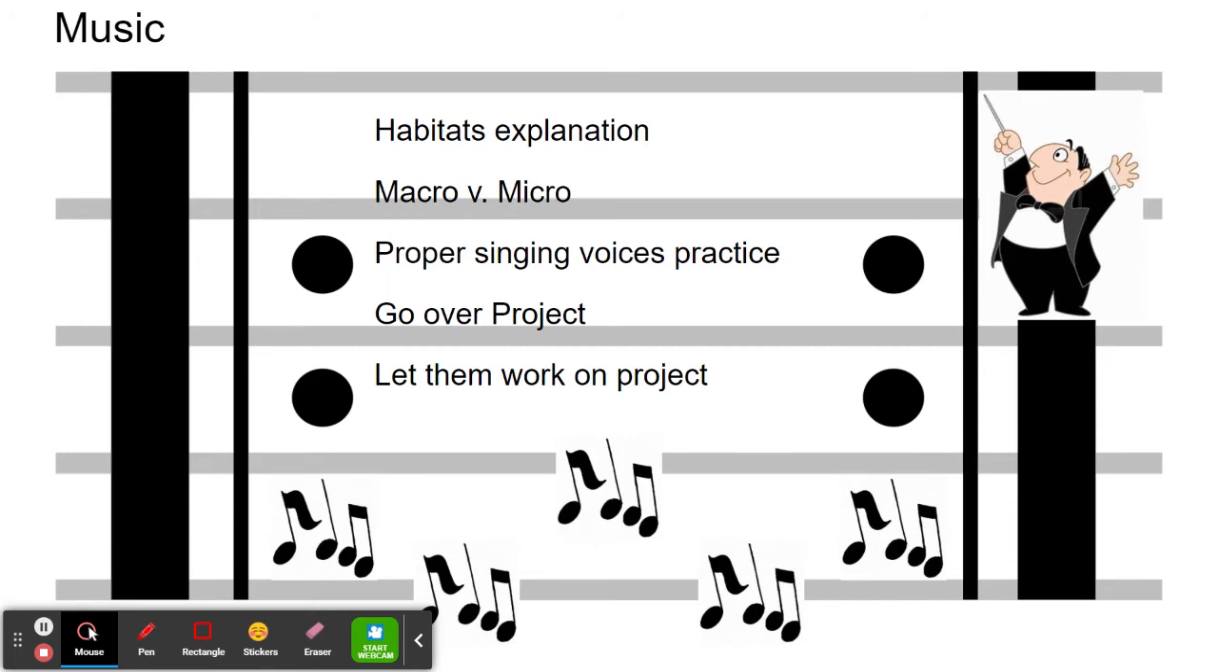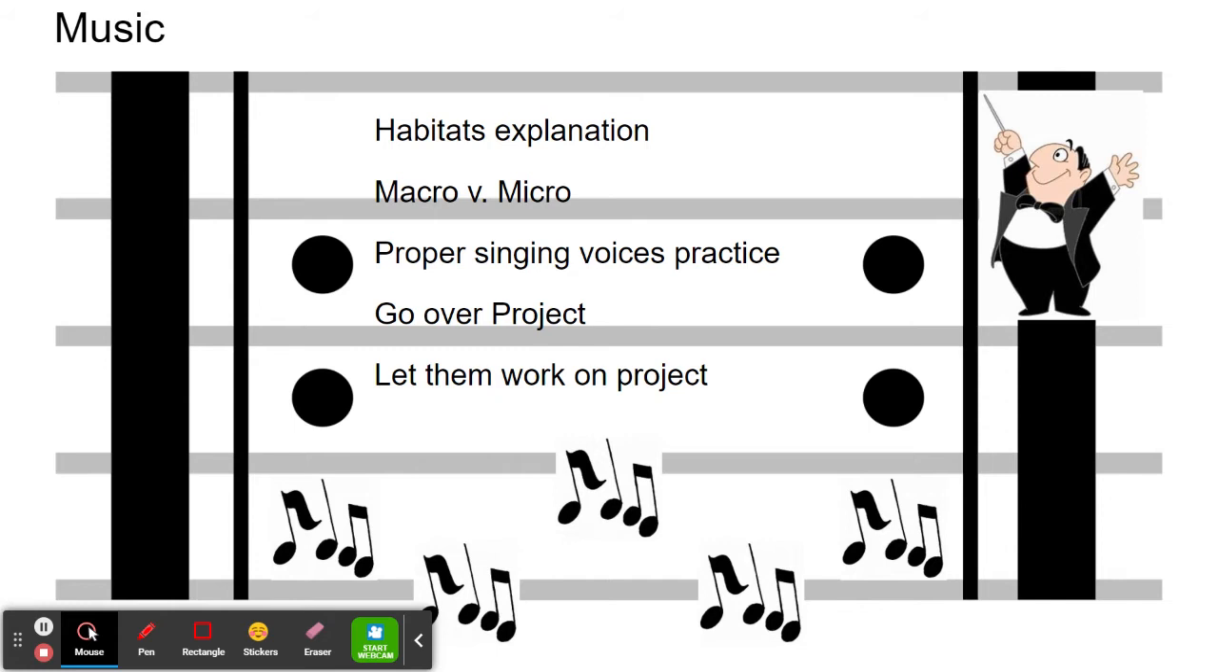For my music integrated lesson, I will start by explaining to my students what a habitat is and what the differences in habitats are. I will then explain what a macro and micro beat is. The beats are determined by the length of them. A macro beat is a long pulse, and microbeats are the short pulses between macrobeats.